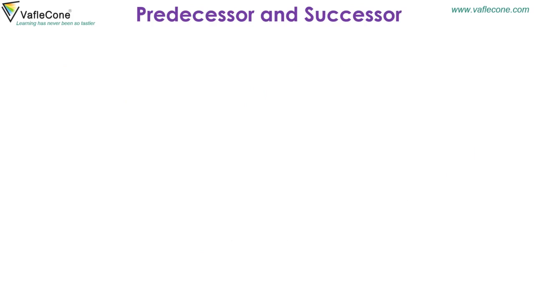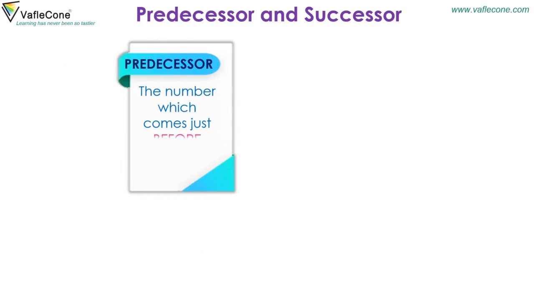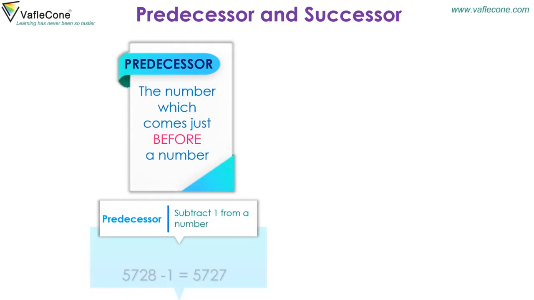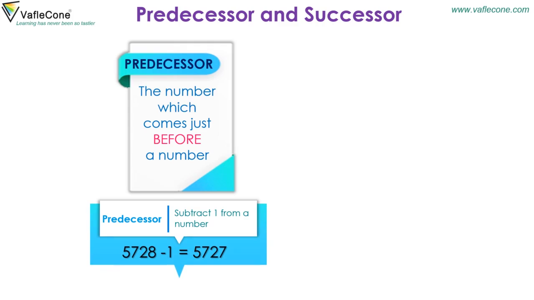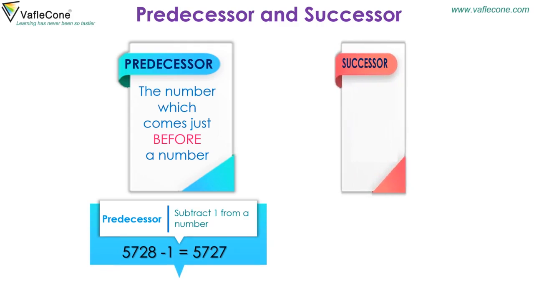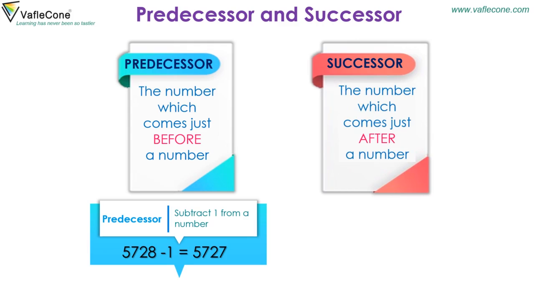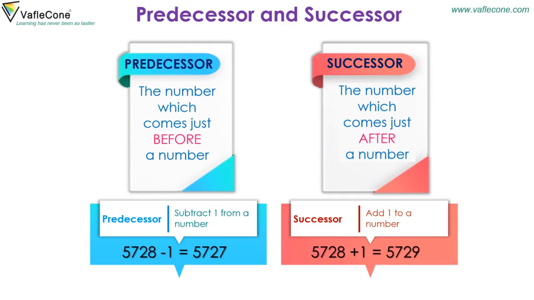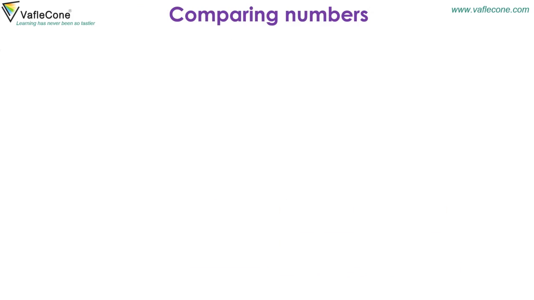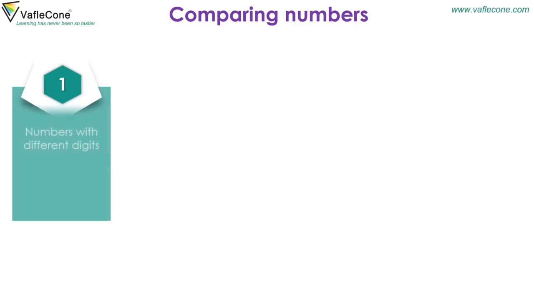Predecessor and successor. Predecessor: the number which comes just before a number is called predecessor. For example, subtract 1 from a number. 5728 minus 1 is equal to 5727. Successor: the number which comes just after a number is called successor. For example, add 1 to a number. 5728 plus 1 is equal to 5729.